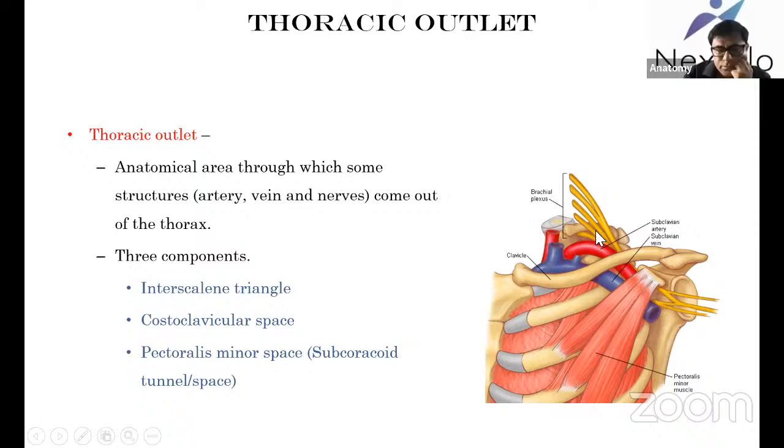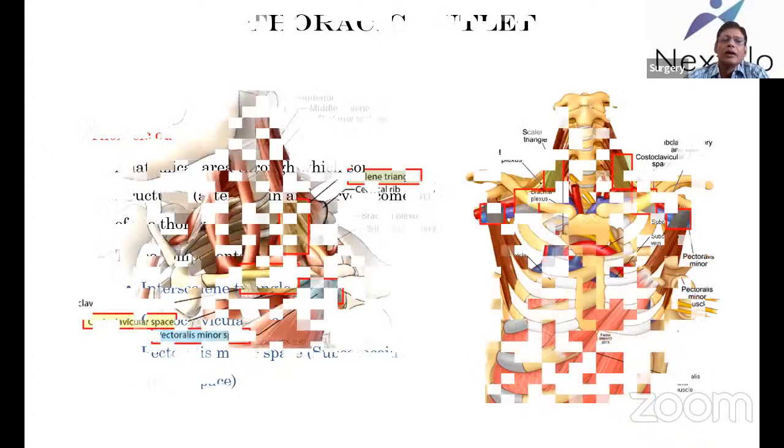So mind you that this whole area, the thoracic outlet, has three components. First, the interscalene triangle, then the costoclavicular space, and then the pectoralis minor space. And a compression of these structures may precipitate at any one of these three points. It may be in the interscalene triangle, it may be in the costoclavicular space, or it may be in the pectoralis minor space. We can have a better view of these structures in the next picture that I'm going to show you. This one.